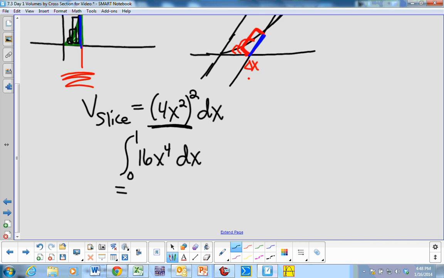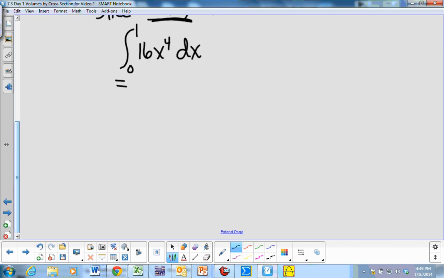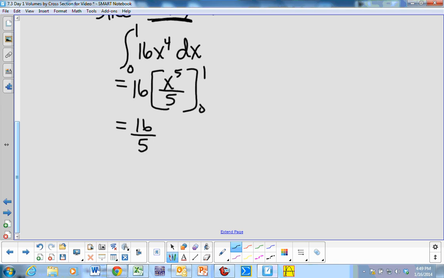So then I would want to go ahead and do my integration. And so I will get, I can leave the 16 out here, and it's going to be x to the 5th over 5 from 0 to 1. If you plug in 1, you'll get 1/5 times your 16, and plug in 0, you get 0. And so now you can see that your answer there is D.